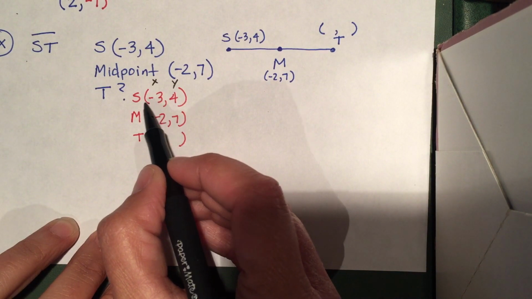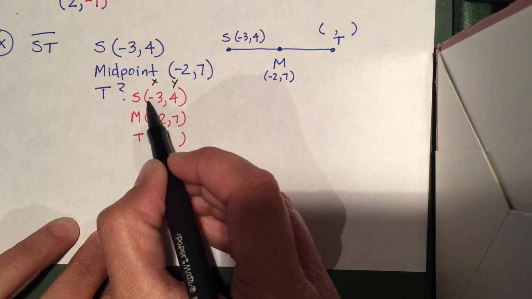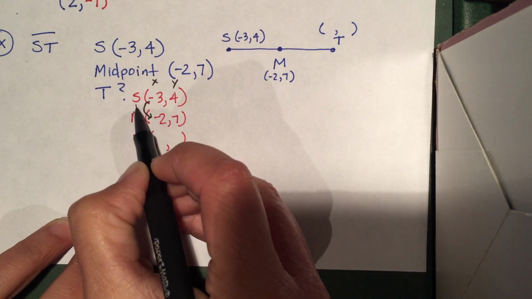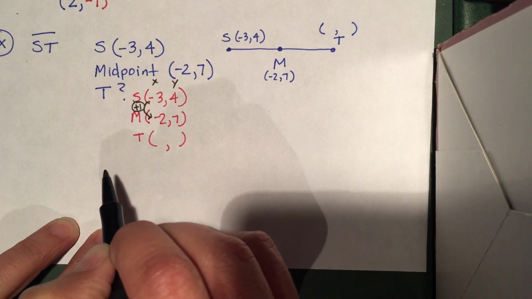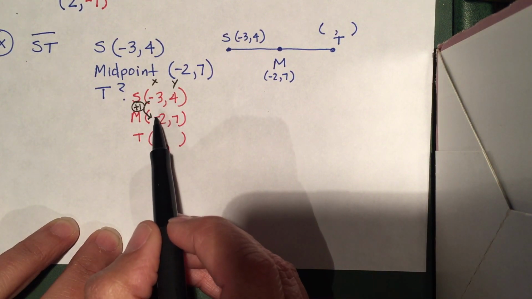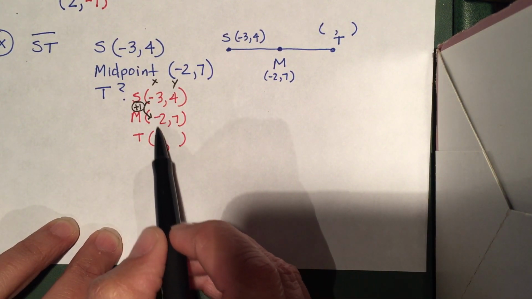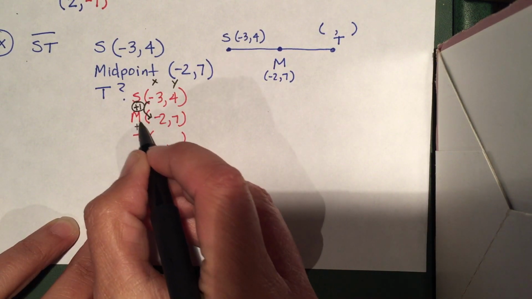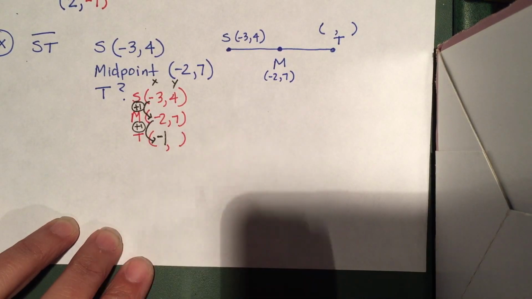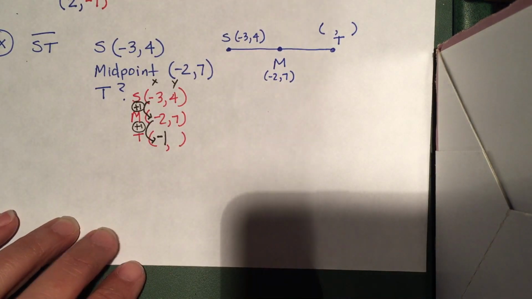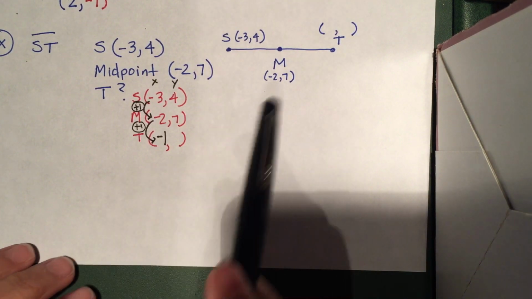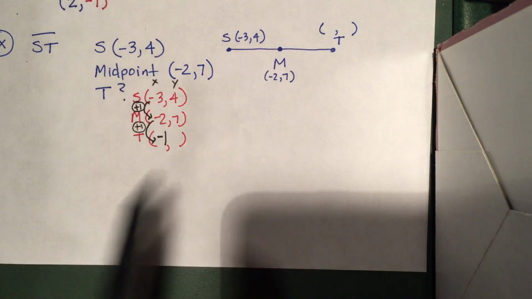How did I get from S to M? How did I get from -3 to -2? I added 1, right? So if this is 1 unit away and M is exactly in the middle, that means T has to be 1 unit away from M. So I'm going to add 1 again, and that puts me at -1. So this is the -1 for the coordinates of T.